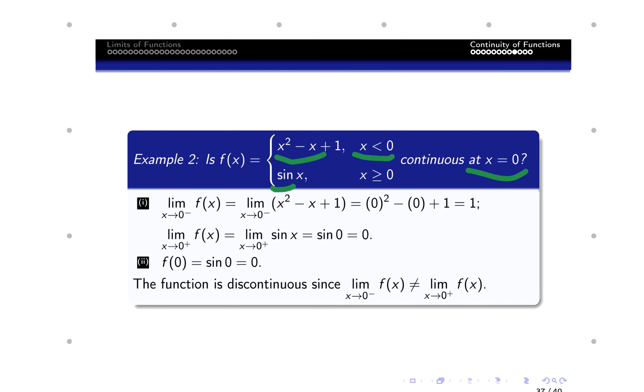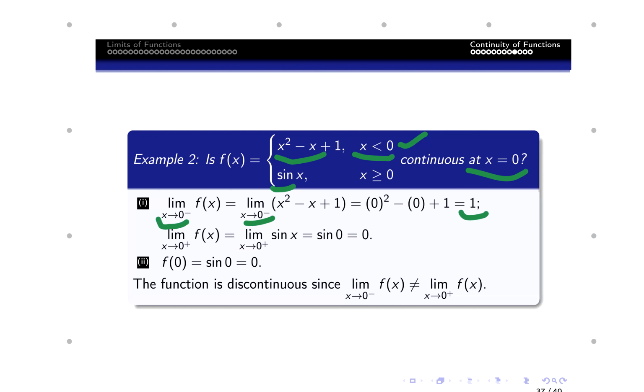So let's see. You have the limit of f of x as x approaches 0 from the negative side. Negative side means when x is less than 0. So you have the limit as x approaches 0 from the negative side of x squared minus x plus 1. And that is, so you put 0 now. So that's 0 squared minus 0 plus 1. And that is 1. Nice one. And then what about from the positive side?